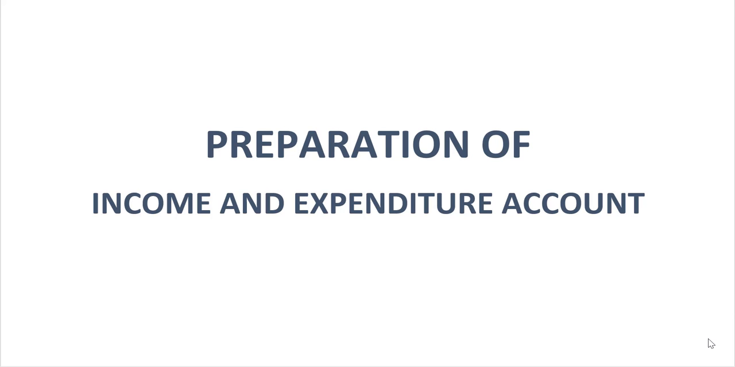Non-cash items like depreciation will appear on this account, and adjustments such as prepaid expense, outstanding expense, accrued income, and income received in advance will also be adjusted in this account. This account will not have an opening balance. On balancing the account, where the income side total is greater than the expenditure side total, we will get a surplus. And on the other hand, where the expenditure side total is greater than the income side total, it will be a deficit. So let's go to the example sum.